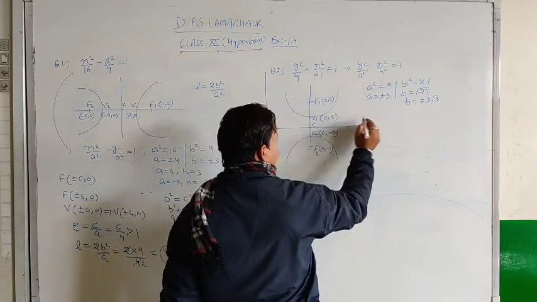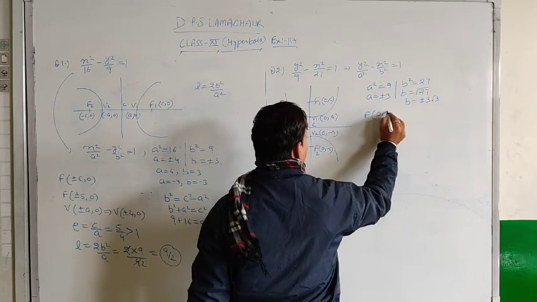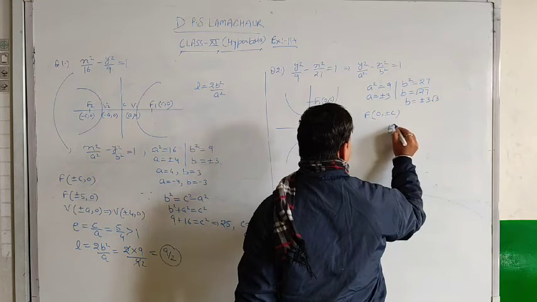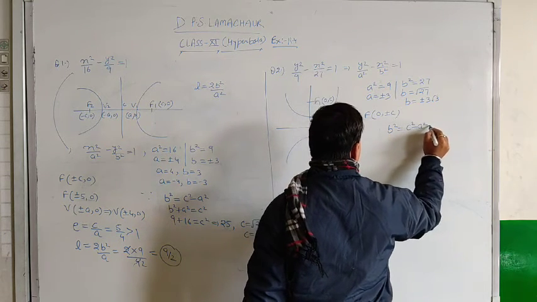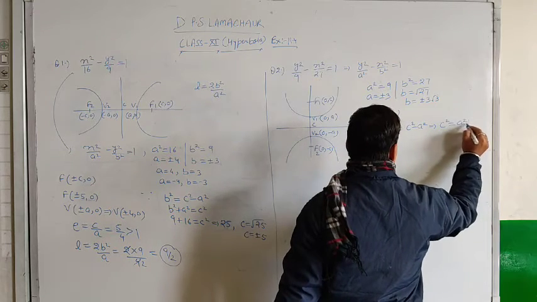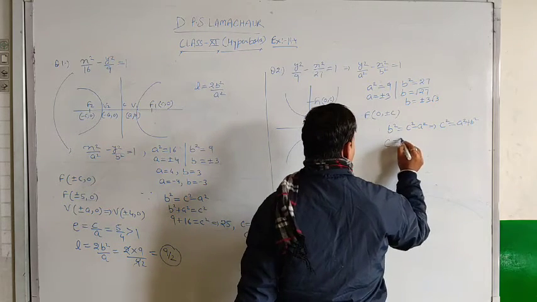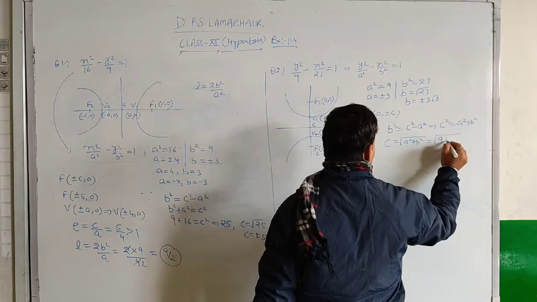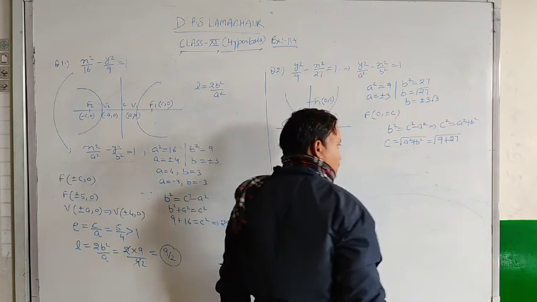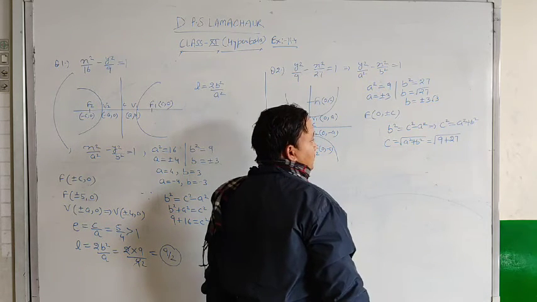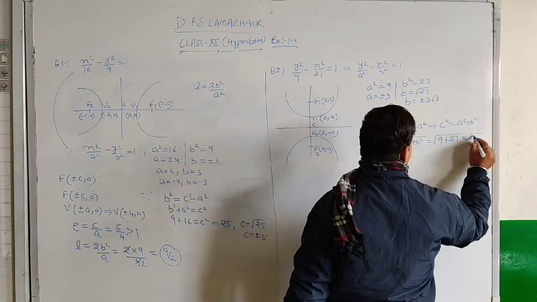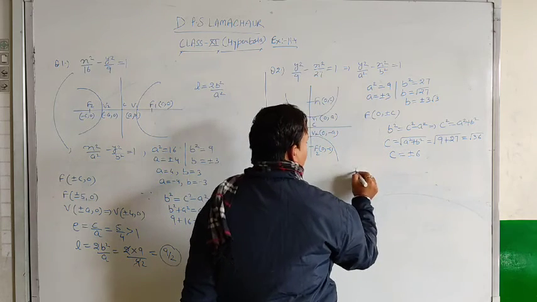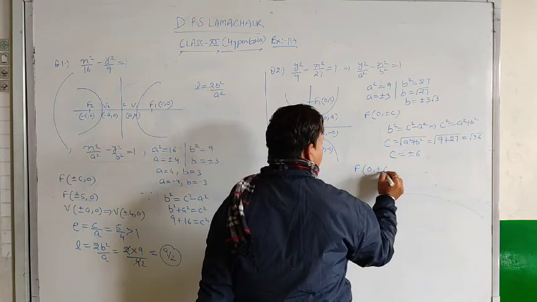Okay, so now first focus is 0 comma plus minus c. For that we have to find the value of c. Now the relation between a, b and c is b square is equal to c square minus a square, and this implies c square is equal to a square plus b square. So the value of c is root of a square plus b square. It means root of, a square is 9, and b square is 27. So 27 and 9, 36. So c will be plus minus 6. So focus will be 0 comma plus minus 6.